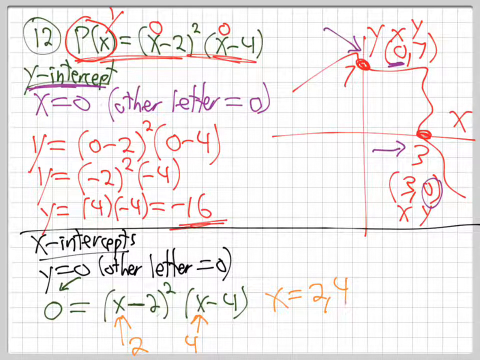Because they're multiplied, right? Remember, if you make either one of them 0, since they're times, 0 times anything, the whole thing will be 0. If you make either one 0, the whole thing is 0, isn't it? So 2 or 4 are the X-intercept points. Those must be the X-intercepts. We good to there?